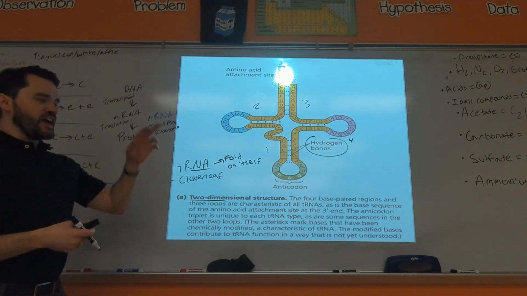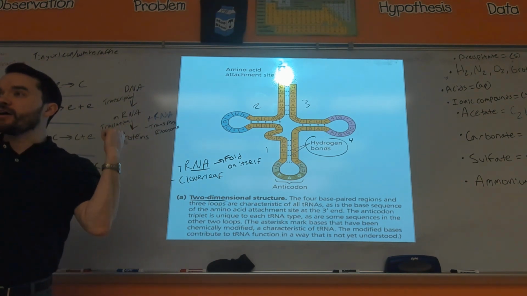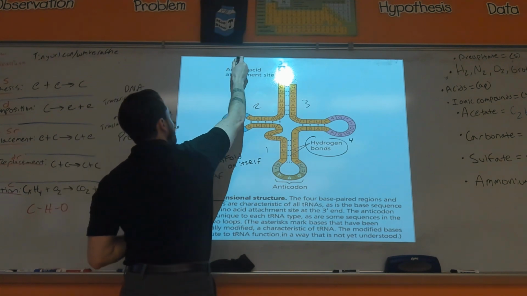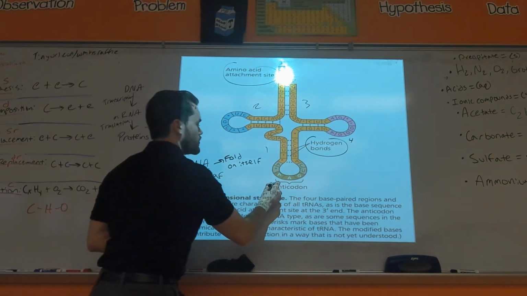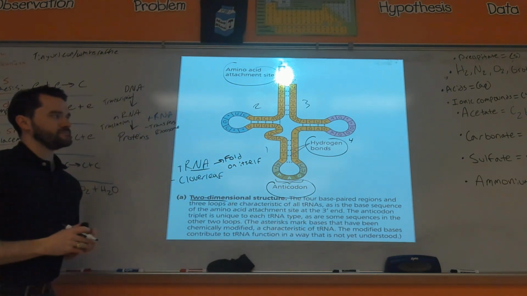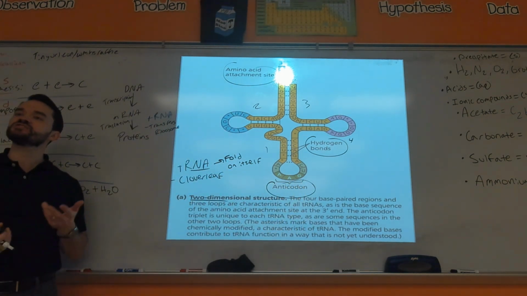Then there's the 2 ends of the arms I told you about in the last slide. You have the amino acid attachment site, where you would attach the amino acid, and then the anticodon site at the very bottom. You can even think of it almost like a key. It looks a little bit like that.